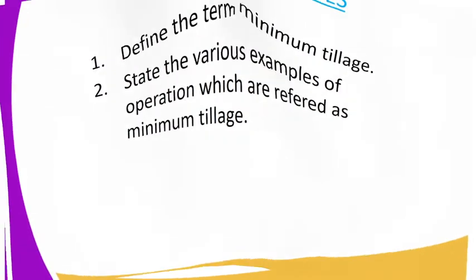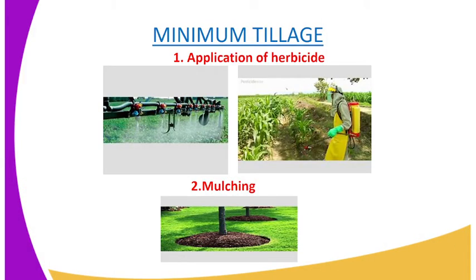What is minimum tillage? Minimum tillage refers to various farming operations which are aimed at causing minimal disturbance to the soil. And the first example of minimum tillage, or an operation which can be referred to as minimum tillage, is application of herbicide. What is herbicide? Herbicide refers to the various chemicals which are used in the farm with an aim of eliminating the weeds, or with an aim of killing the weed.